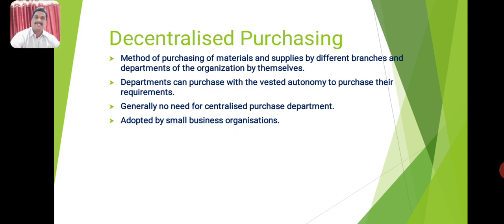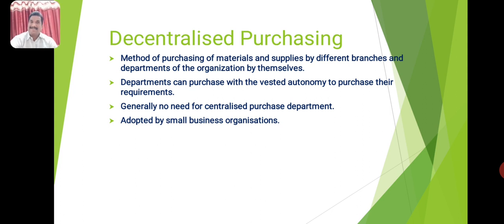Then let us see what is decentralized purchasing. Decentralized purchasing is a method of purchasing where the purchasing is vested with the respective production departments and branches themselves. So if in an organization 3 production departments are there, which are in need of 3 types of materials, then all these 3 departments are authorized to make their own purchases. So purchasing is not centralized at a place called a purchase department, but instead the purchasing can be done by the departments themselves individually. That is decentralized purchasing.